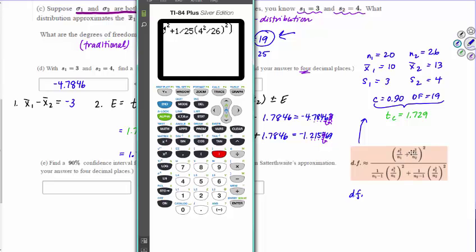If you punch it in with me directly, you'll notice that I had an extra set of parentheses here and here. I did these numbers in my head, so I didn't make the subtraction. I just called that one 19 and I called this one 25. And then the rest looks just like it does there. That gives us a degrees of freedom of 43.984.